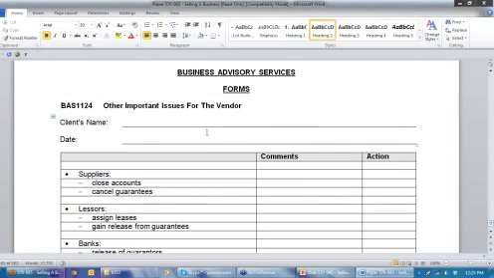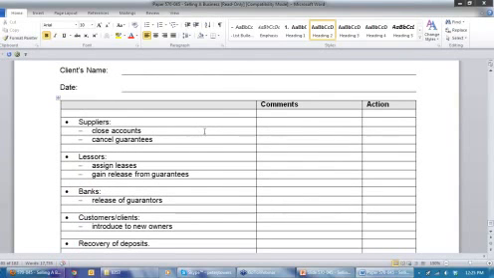What are some of the other issues for the vendor? Suppliers, close accounts, cancel guarantees. The number of times I've become aware of small business operators who gave guarantees to major corporations and then forgot to get them cancelled when they sold their shares in the business or left the partnership, and got a very nasty surprise a few years later when someone presented that guarantee, because unfortunately something had happened in the business.